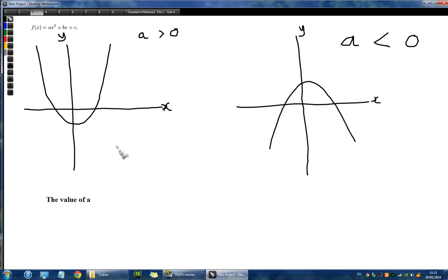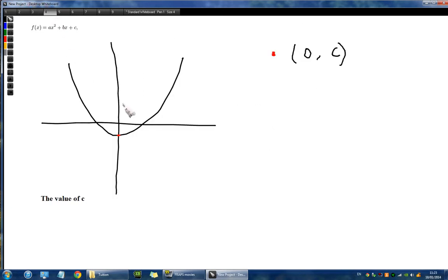We'll go into this later, but in these graphs I've drawn it crossing the x-axis. It doesn't always have to do that. But here are some things a quadratic does have to do. It can only have one turning point, one stationary point. It can't go up and then down then up. It can only go down then up, or up and then down. But generally the shape is given by the value of a.